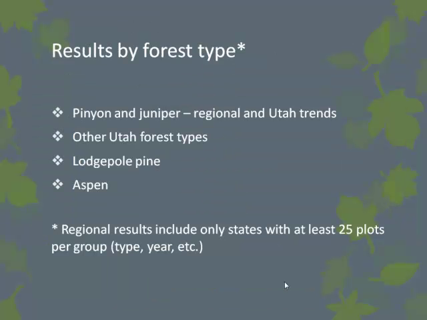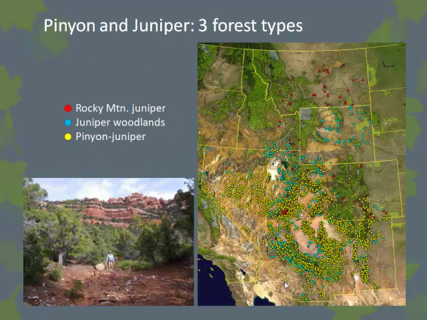Okay, now I'm going to talk about some specific forest types, starting with pinyon juniper. Then I'll talk briefly about lodgepole and aspen. I started with such a big sample size, I didn't want to start mixing in states and years and groups that had less than 25 plots per group. So I didn't include any really small subpopulations there.